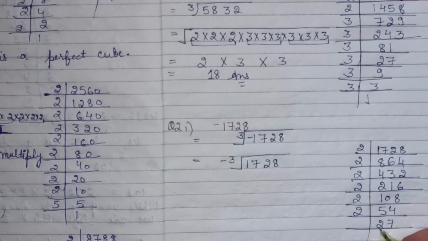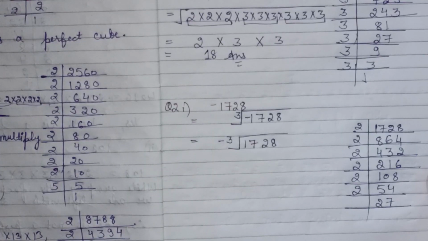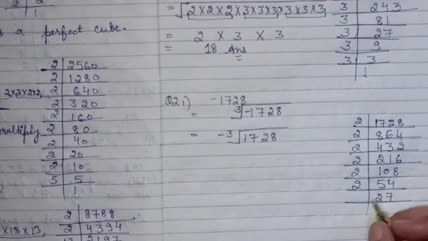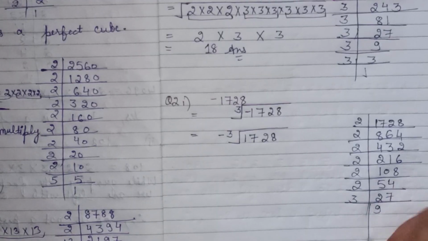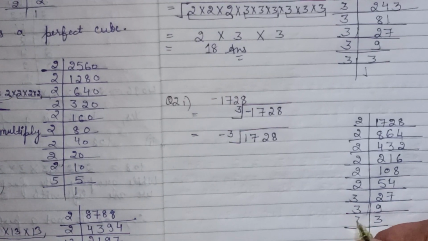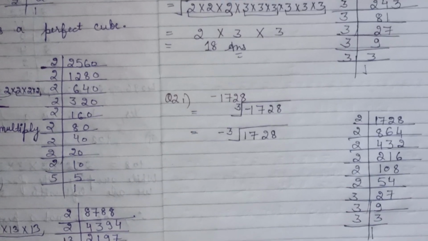7 plus 2 is 9. Here 7 is an odd number, so it is divisible by 3, since 7 plus 2 is equal to 9. It is divisible by 3. 3 9s are 27, 3 3s are 9. Then 3 1s are 3. Now we have to stop here. Here 1 is our remainder.